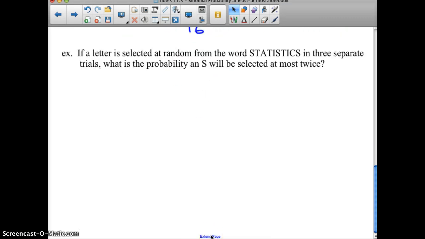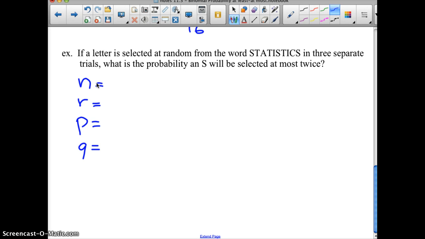A letter is selected at random from the word statistics. In 3 trials, what is the probability an S will be selected at most twice? Okay, so this is a binomial probability, n, r, p, q. But now, unlike yesterday, I'm not just going to have a single value for r. I have to take into account all of the possible values.